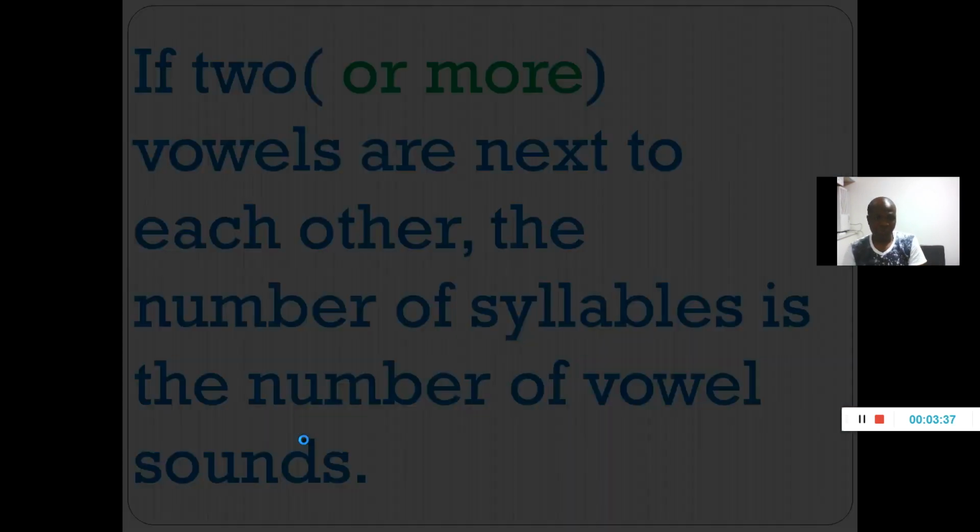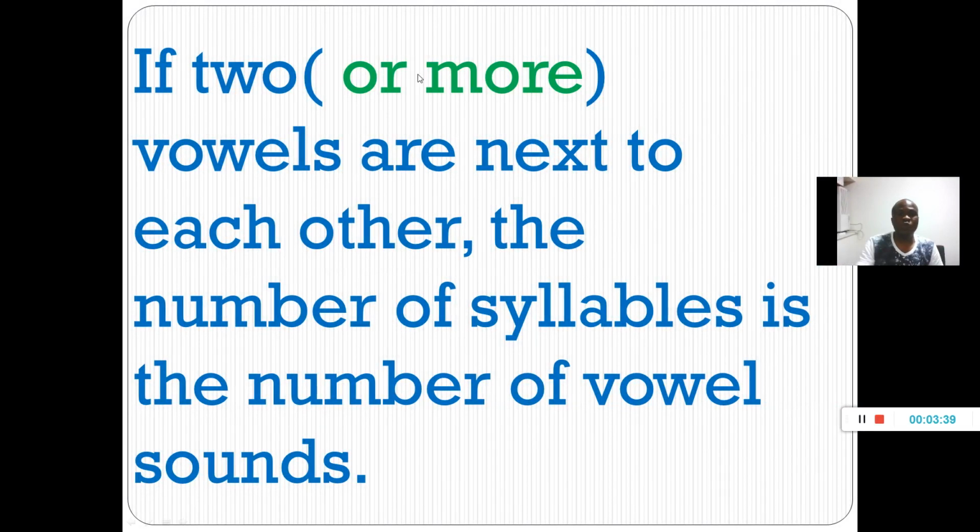Let's move on. If two or more vowels are next to each other, this is very important: the number of syllables is the number of vowel sounds. So what we mean is that the number of syllables is not the number of vowels, but rather the number of active vowels in a word.